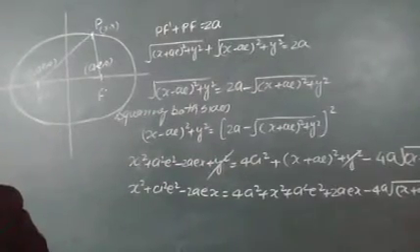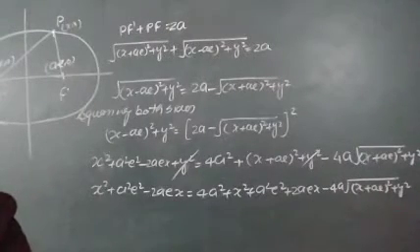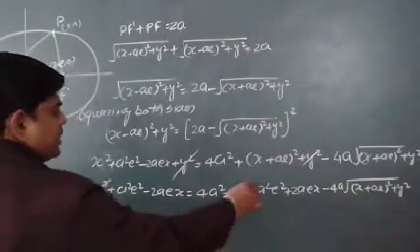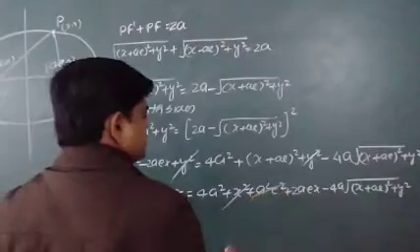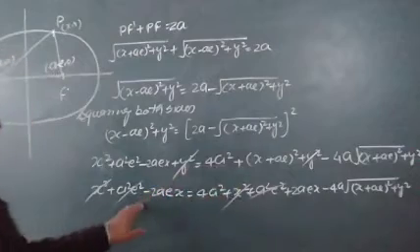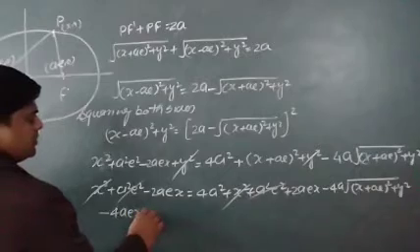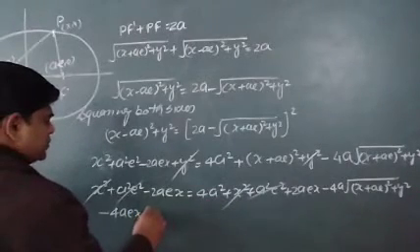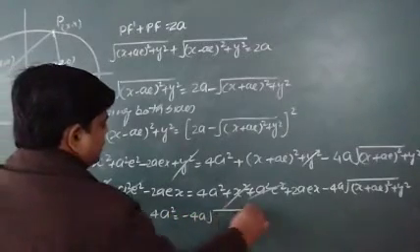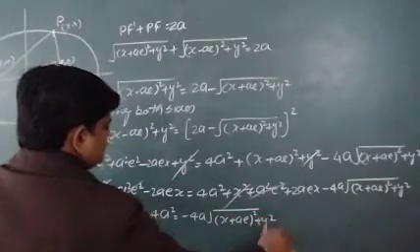And now, since some visibility problem is there, you can see now it is well visible, I can say. So here you can see this one will be cancelled, a square e square will be cancelled, and the rest of the things we can write simply. When I transpose this thing to this side, I will get minus 4aex, and this one also I want to transpose to this side. 4a square is equal to minus 4a under root x plus a e the whole square plus y square.